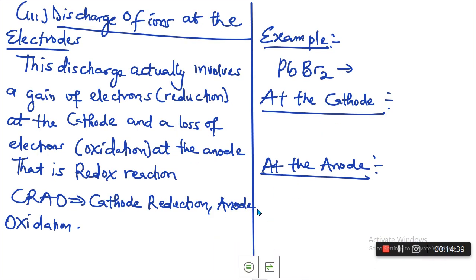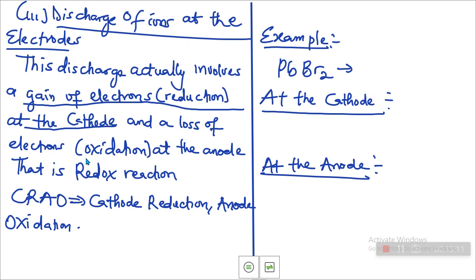Now let's go to discharge of ions at the electrodes. When we talk of discharge of ions, we mean how those ions discharge at the cathode and anode. This discharge involves a gain of electrons at the cathode. So at the cathode, what occurs? Reduction occurs at the cathode. While at the anode, what occurs? Oxidation occurs at the anode.